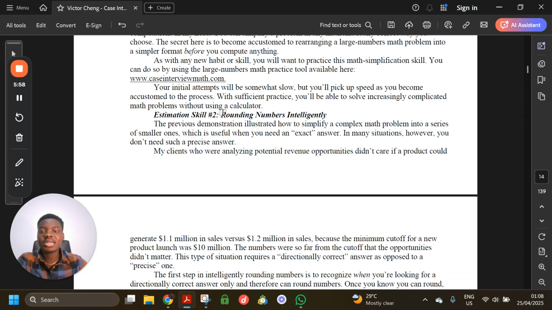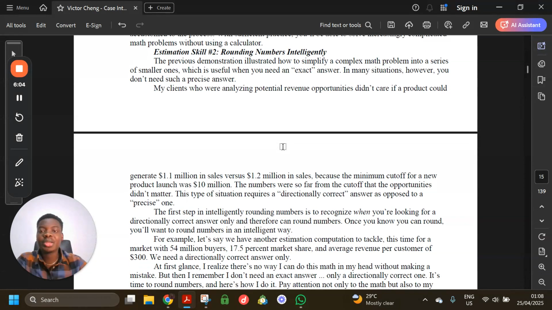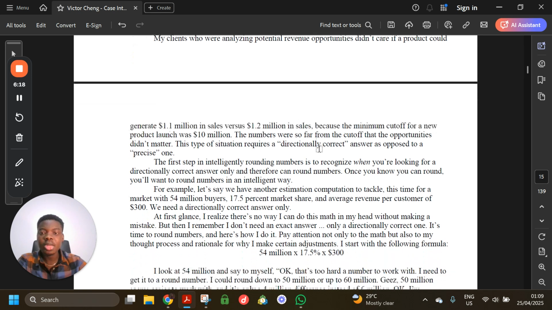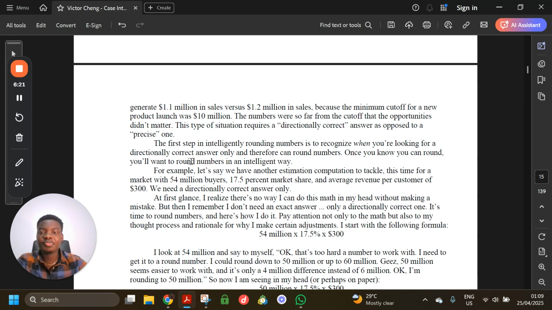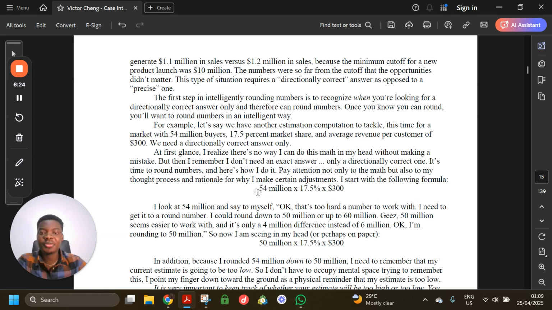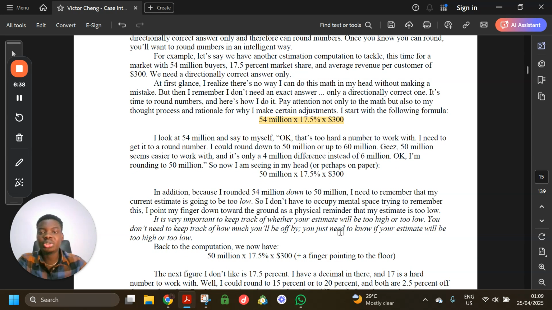The second skill is the ability to round numbers intelligently. And here, the key point is that for this type of assessment, you are expected to provide some sort of directional answer, not necessarily an exact answer. Let's look at an example. If you were to calculate 54 million times 17.5% times $300, quite similar to the last problem, but now we have some numbers that are not the easiest to work with. How do you approach this problem?